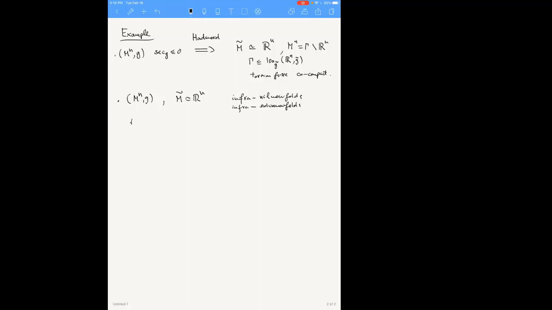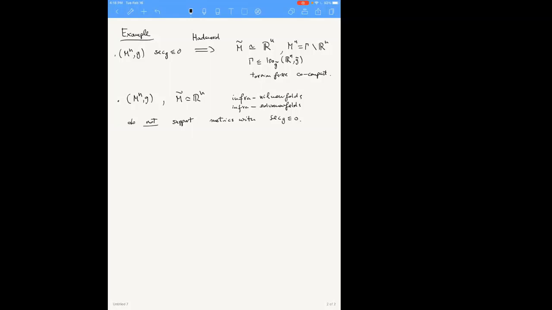And those do not support a metric with sectional curvature, let's say, less than zero.